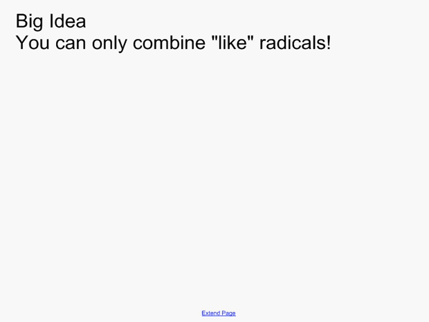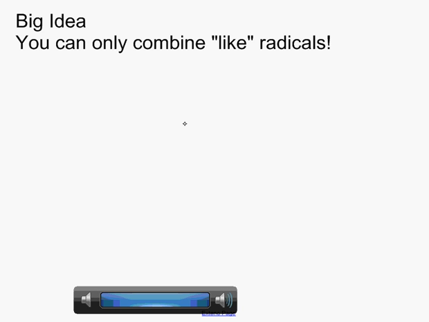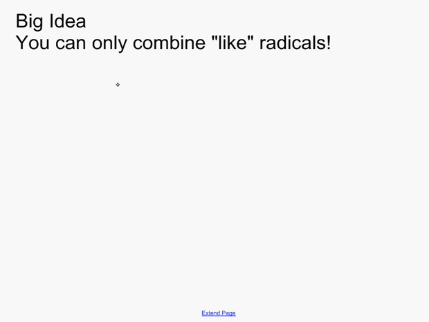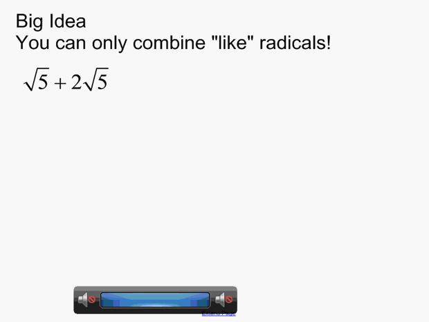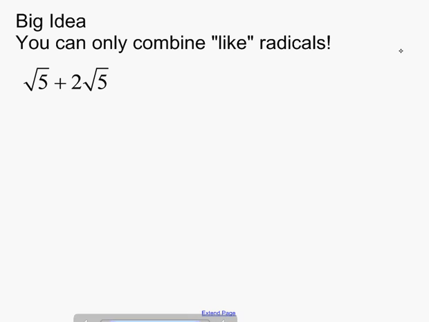All right, so what's the big idea with radical expressions and adding and subtracting them? Okay, so the big idea is that you can only combine like radicals. So for example, radical 5 and 2 radical 5, these are considered like radicals because the radicand is the same for both terms. So here's how you combine them. You just essentially add the coefficients.